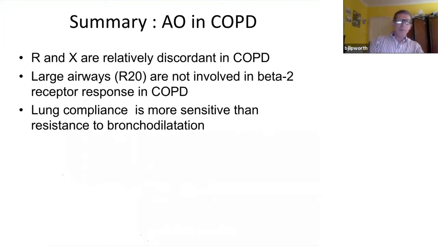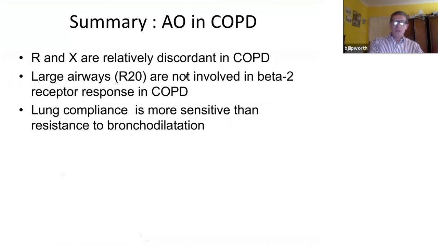So let's tie up COPD. As you've seen, resistance and compliance are relatively discordant in COPD, whereas they are more concordant in asthma. In other words, you get a much greater change in X than you do in R. The large airways, measured at 20 Hz for resistance, you've seen are really not involved much in COPD.